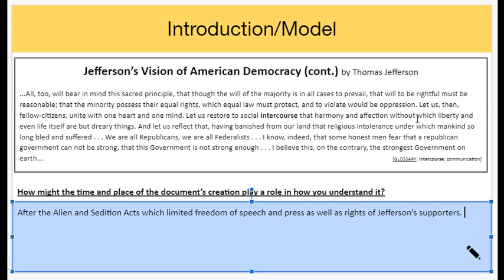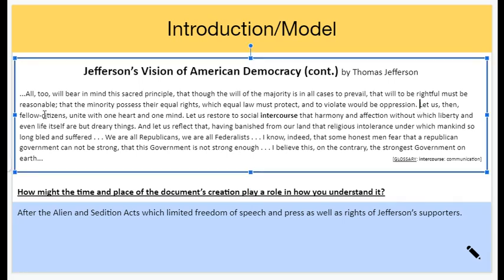Let us then, fellow citizens, unite with one heart and one mind. Okay, we have to unite the country. Let us restore social intercourse. I know you're all snickering and giggling, as my students do whenever they see this word the first time, but if you look down at the bottom of the glossary, it means communication. It's how something communicates with something else. By the way, real definition. Okay, back to our regularly scheduled program.